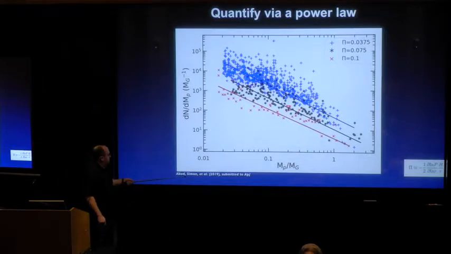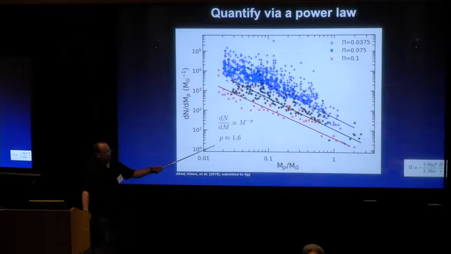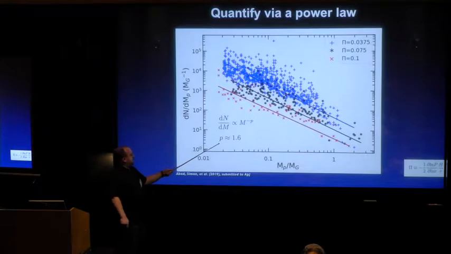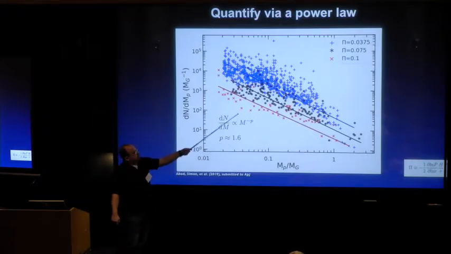This is some work that my undergrad, who's just now graduating and going to UNLV, and I were just about to resubmit this paper. It had a pretty good but detailed referee report. Anyway, you don't care about that. The point is that we have quantified the mass function, and we find a power law. If you fit it with a power law, p is approximately 1.6. And this is for different radial pressure gradients.